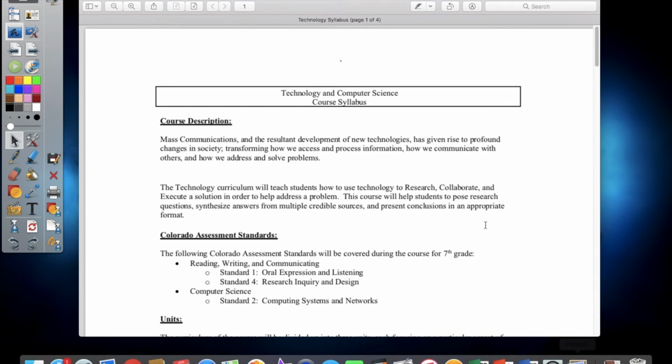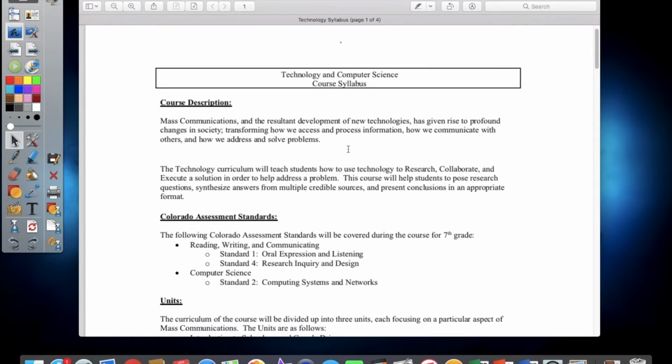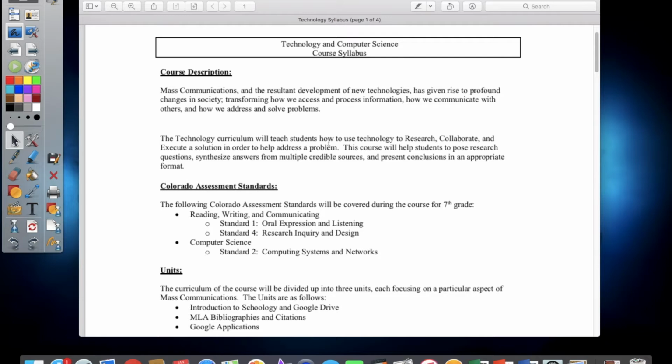So today we're going to talk about exactly what you could expect to do for the third quarter of my technology class. As you can see in the course description, it talks about how mass communications and the resultant development of new technologies have given rise to profound changes in society, transforming how we access and process information, how we communicate with others, and how we address and solve problems. The technology curriculum will teach students how to use technology to research, collaborate, and execute a solution in order to help address a problem. This course will help students to pose research questions, synthesize answers from multiple credible sources, and present conclusions in an appropriate format.